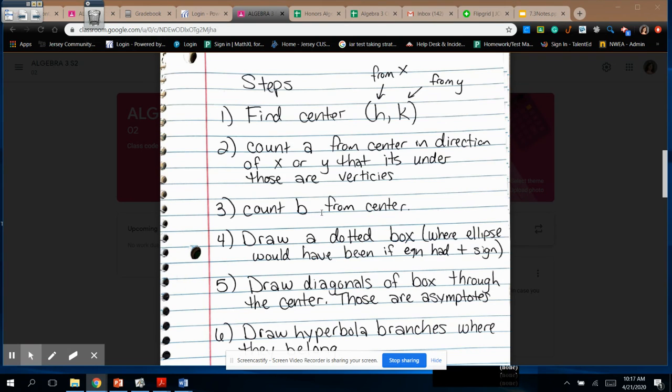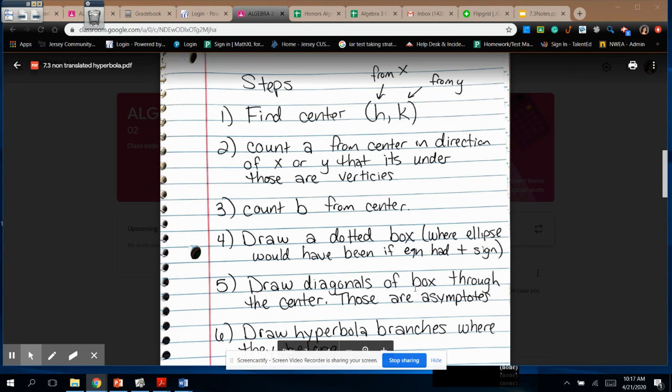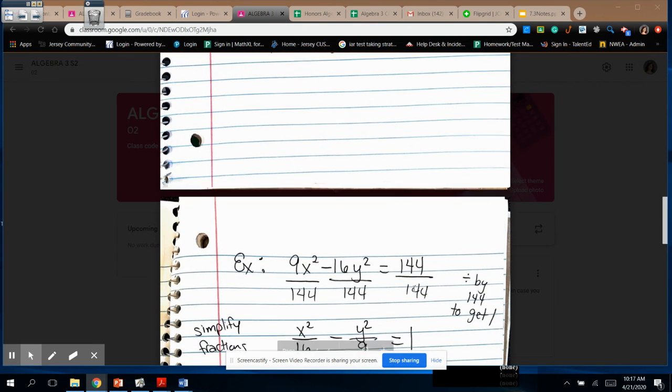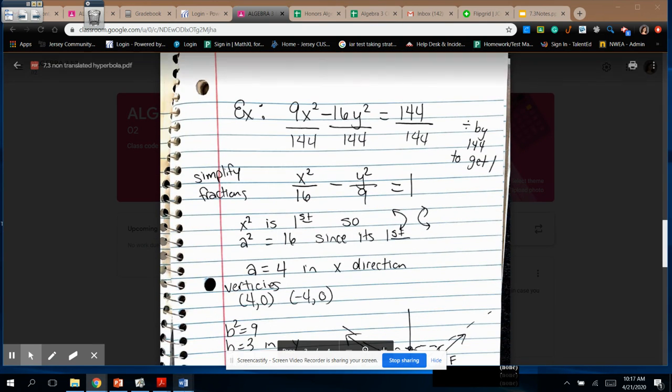Basically where the ellipse would have been, we're going to make a little box. We will draw little diagonals going through those. Those are actually called asymptotes. And then we will fit the branches of the hyperbola in where they belong. Okay, so we are going to do this first example.